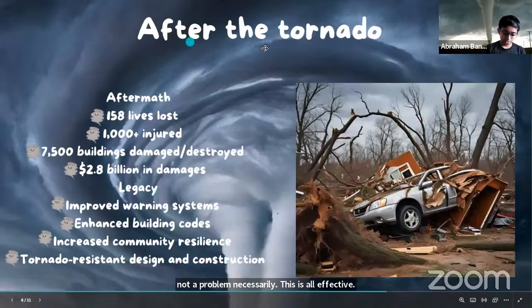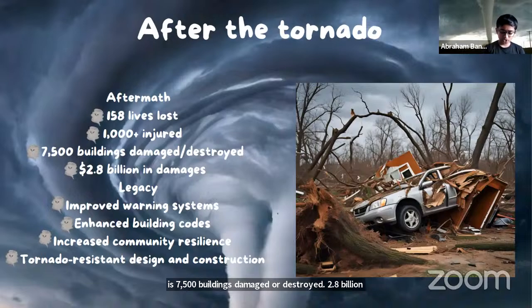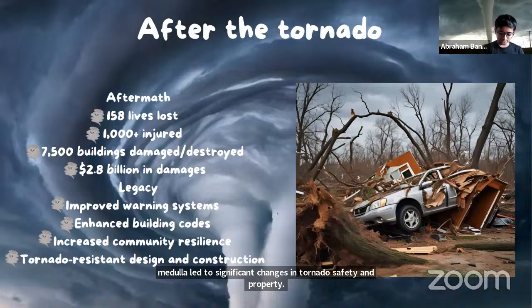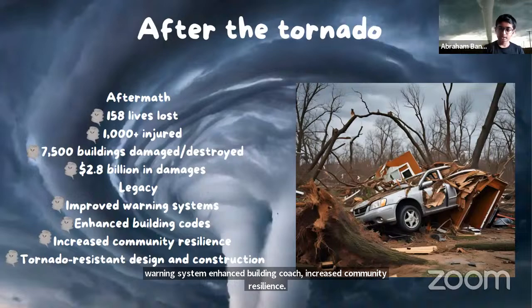So after the tornado, the aftermath was 185 lives lost, over 1,000 injured, and 7,500 buildings damaged or destroyed. $2.8 billion in damage. Legacy: the Joplin tornado left significant changes in tornado safety and preparedness. Improved warning systems, enhanced building codes, increased community resilience, and the city rebuilt, incorporating tornado-resistant design and construction.